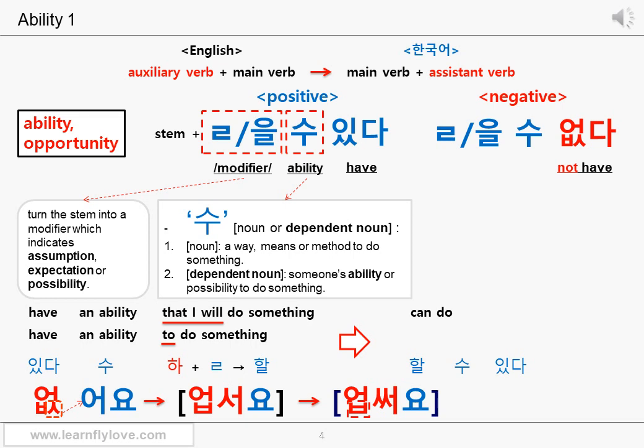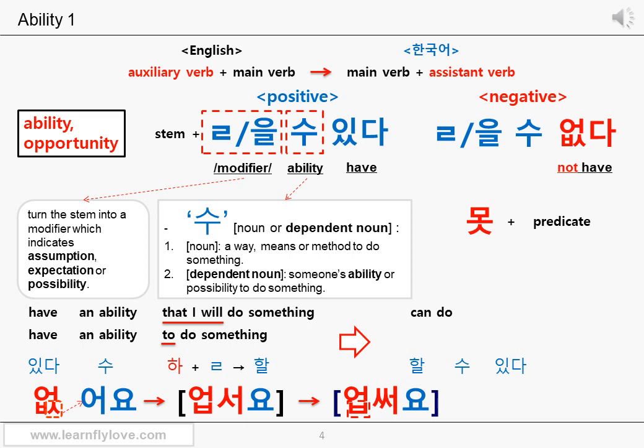There is one more way to say you cannot do something in Korean. Actually, this one is more frequently used in a conversation. So listen carefully. This one is actually easier to use than 수 없다. You just need to add another negative adverb, 못, before the main verb. Again, 못 plus the main verb.